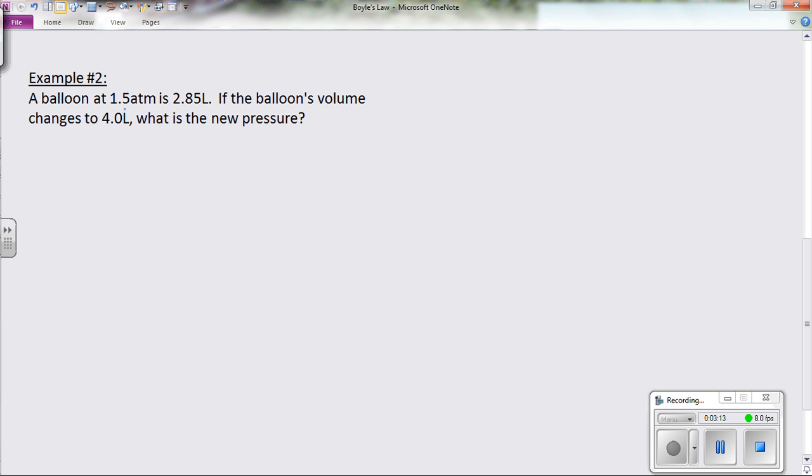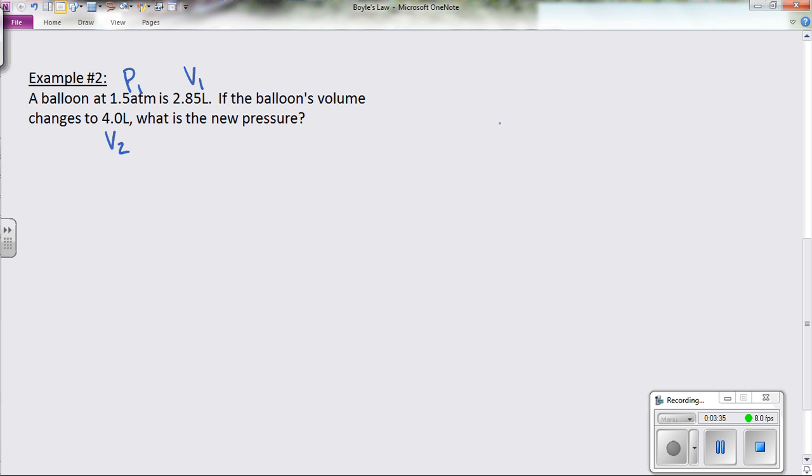All right, first thing we do is label what we know. So, we have 1.5 atm, that will be our first pressure. 2.85 liters, liters is volume, so that will be our first volume. And the balloon's volume changes to 4 liters, so we know that will be our second volume. The question is, what is the new pressure?